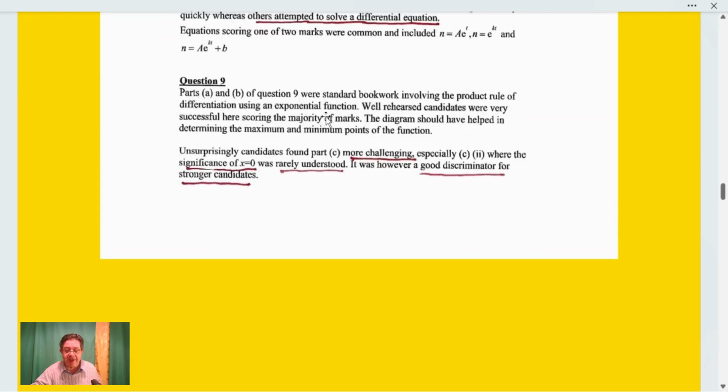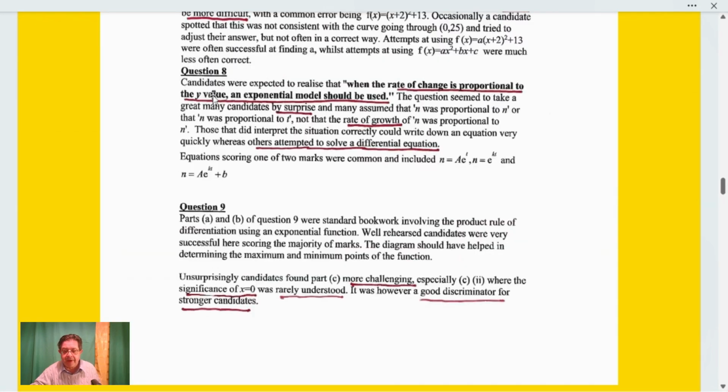Let's go back to the mark scheme and see what it says about this question. Candidates were expected to realize that when a rate of change is proportional to the y value, the exponential model should be used. The question seemed to take a great many candidates by surprise. Those who did interpret the situation correctly could write down the equation very quickly, whereas others attempted to solve a differential equation. So, although this is only worth 2 marks, a lot of candidates didn't get those marks. So once again, something to make sure you can do when you face that examination.